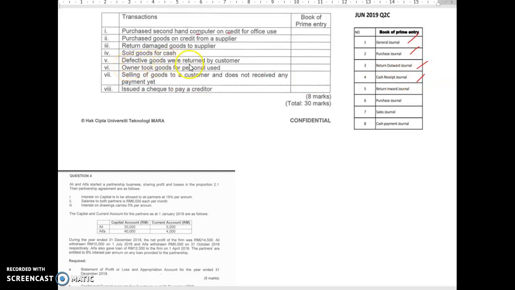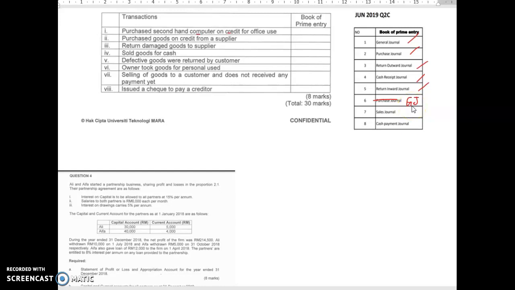Okay, defective goods were returned by customers. This one is return inward, because the customer returned the goods back to us. Owner took goods for personal use. If the owner took goods for personal use, you cannot record in the purchase journal, but you have to record in the general journal, because this is drawing of goods. Purchase journal is only for purchase of goods on credit.